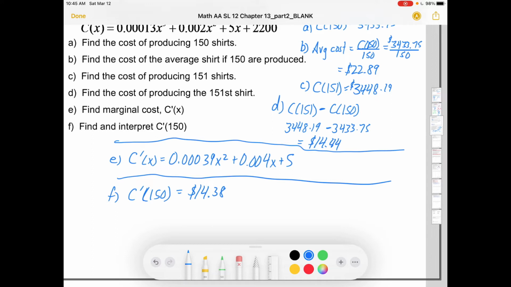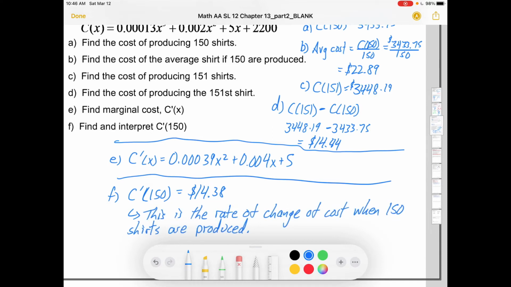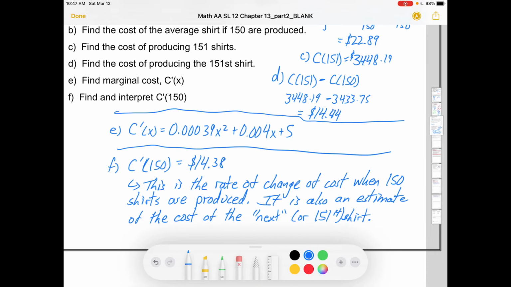And if we want to interpret it, what it really is, is the rate of change of cost when 150 shirts are produced. It's a bit abstract, though, but that rate of change of cost is going to be constantly in flux. The other thing it does really well, though, is estimate the cost of producing the next, or the 151st shirt. You can see that the $14.44 and the $14.38 are really similar numbers.